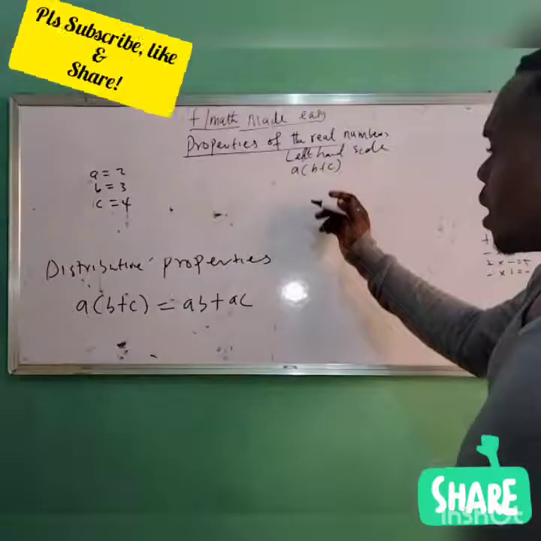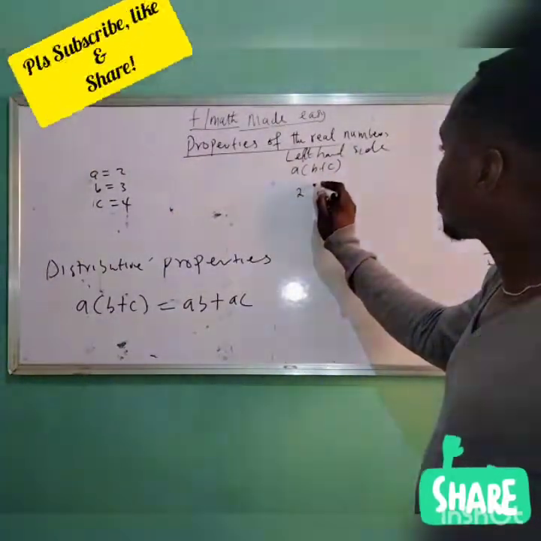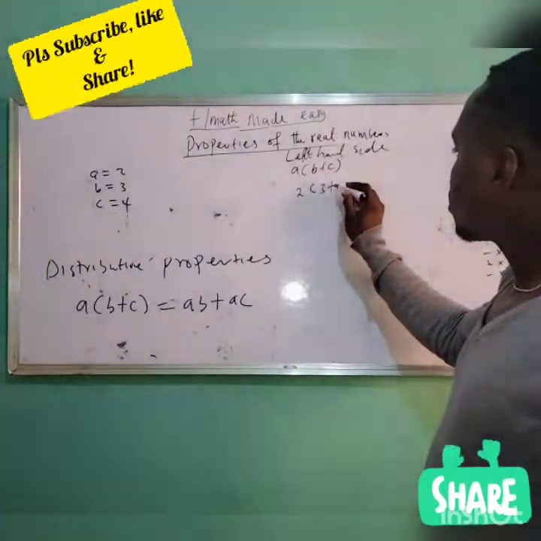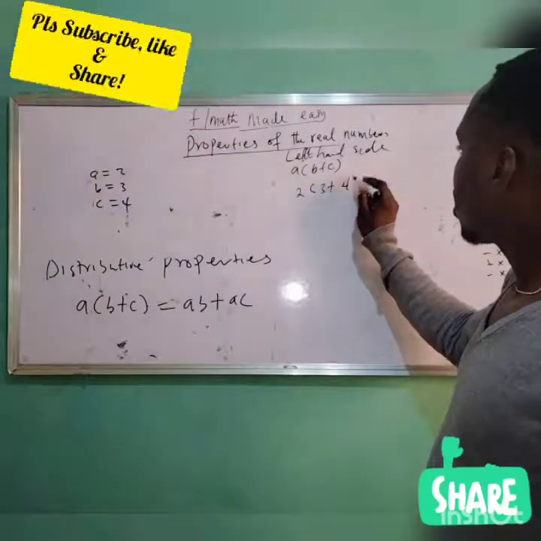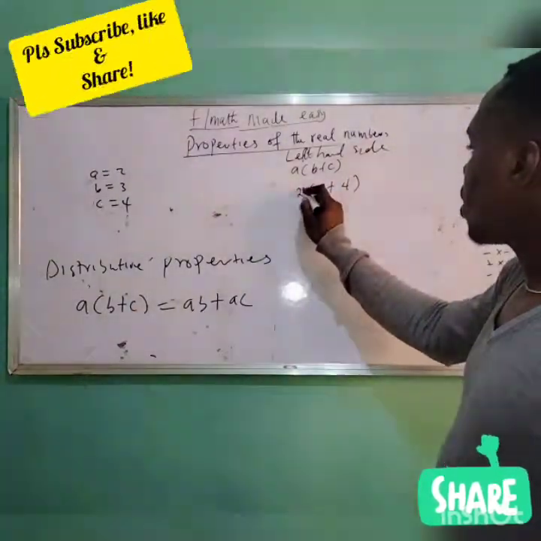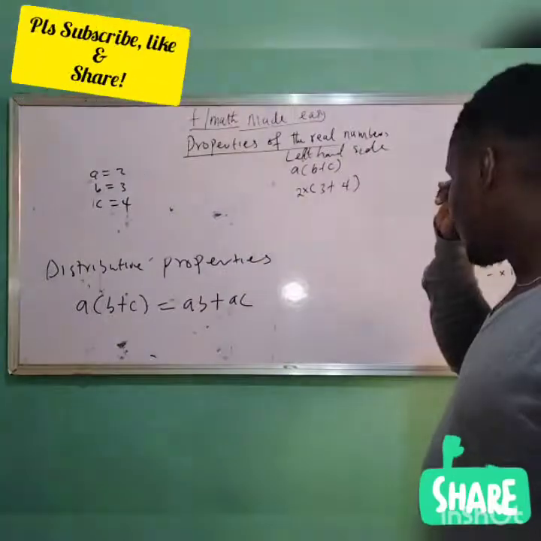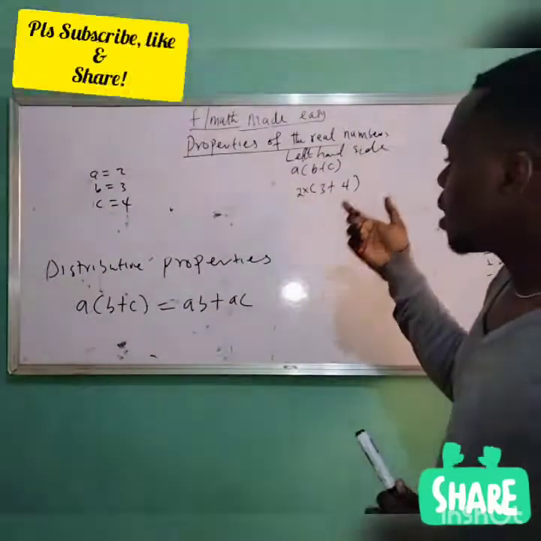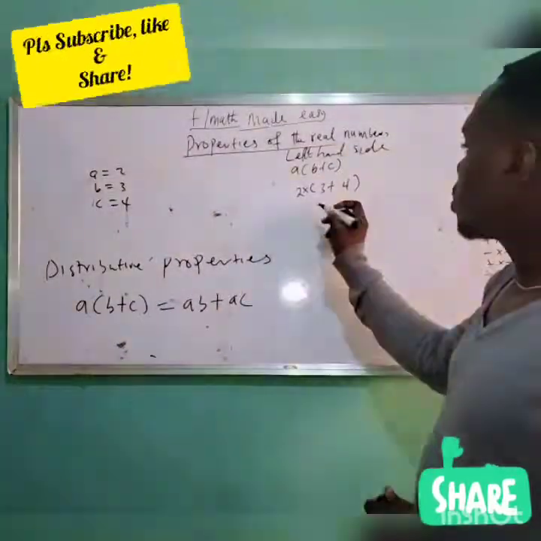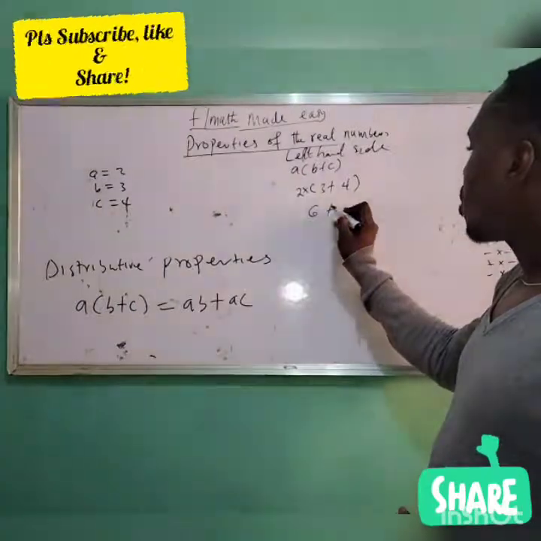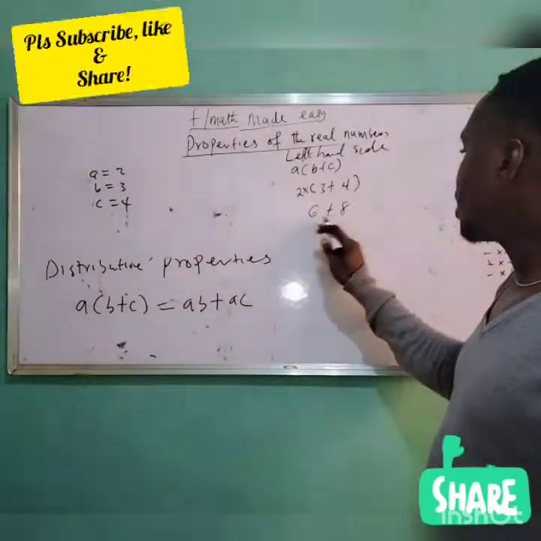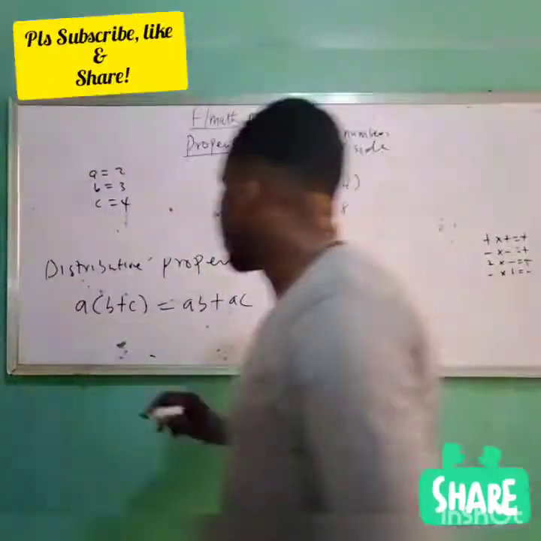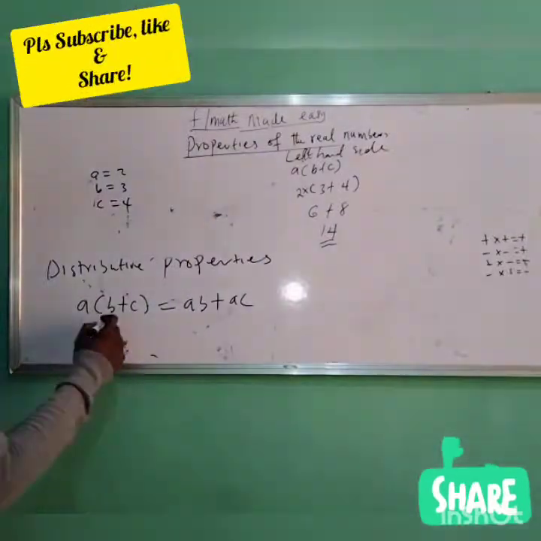So a is 2, open the bracket. b is 3, open the bracket. c is 4. If you open this, there's a multiplicative sign here. There are several ways you can deal with this. Either you open the bracket through, or you take it from inward first. So I'm going to open the bracket, so this becomes 2 times 3, 6, plus 2 times 4, 8. If you add this up, it should give you 14. So we put 14 from that expression.